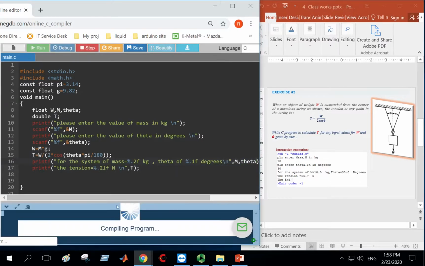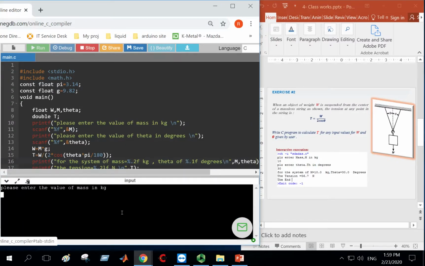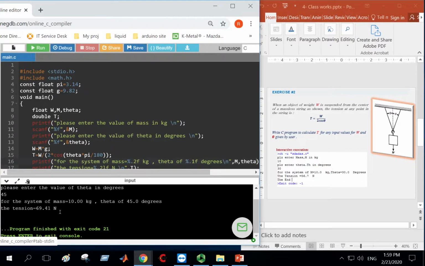So run again. Please enter the value of mass in kilogram, again 10. Say the theta 45 degrees. Same, okay, now it's okay in degrees. Thank you so much.